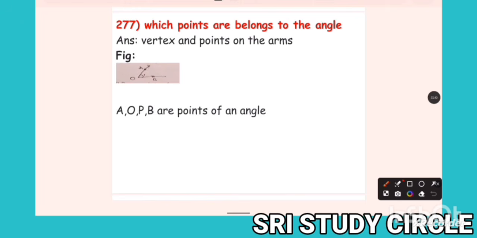Which points belong to the angle? A, O, B are points of an angle. Point A, point B, point O. These are on the angle.